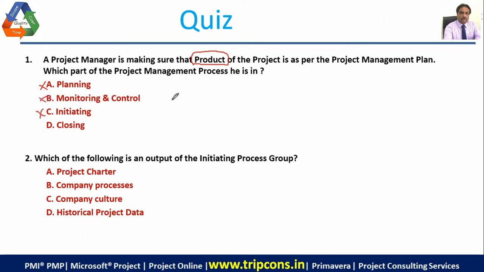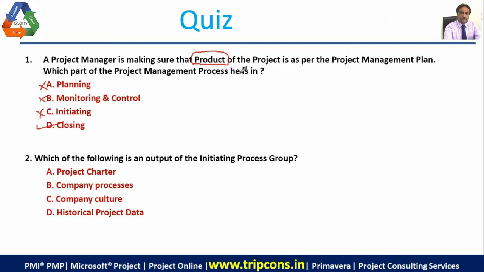So if you are looking at the product, it means that you are in the closing process group. What the project manager is doing is making sure that before he hands over the product to the client, he has a last minute look at the product. When he looks at the product, it means he has crossed over initiating, planning, monitoring, controlling, and execution, and is closing. He is going to close the project. So before he closes the project, he wants to make sure that it is coming up as per the plan, to meet the requirement of the customer. So he is in the closing.